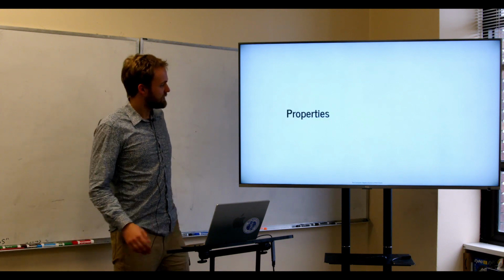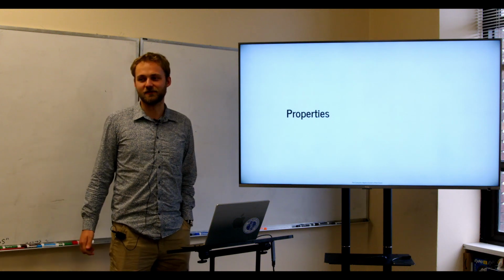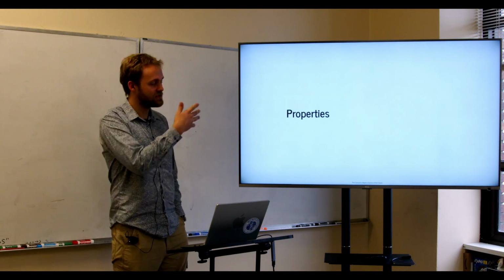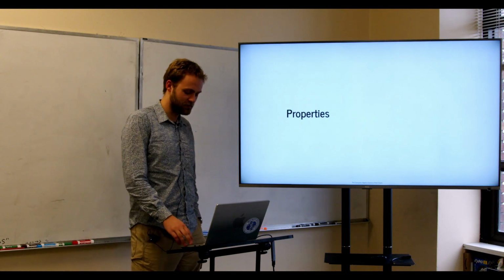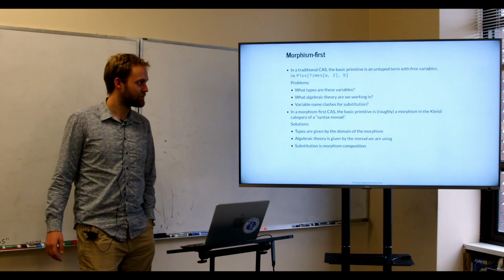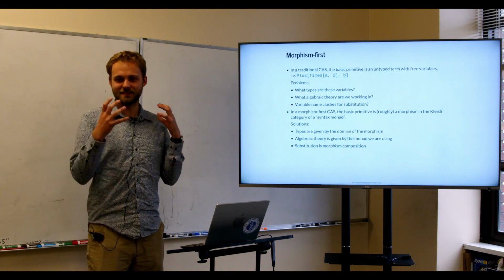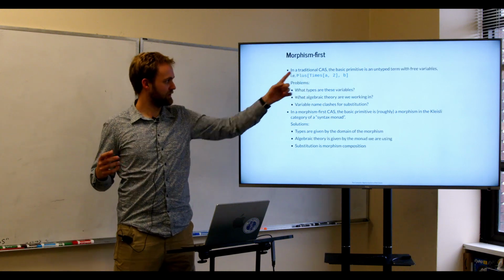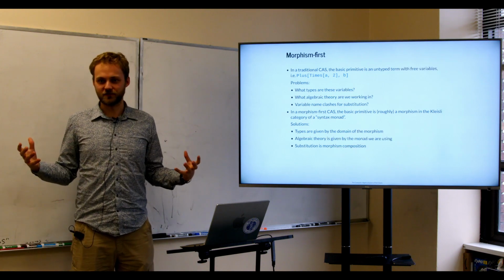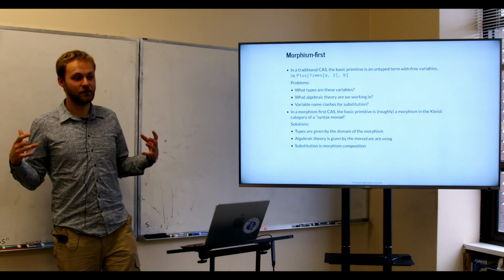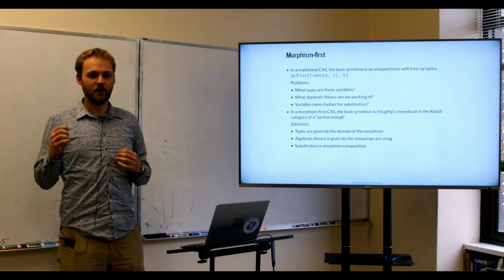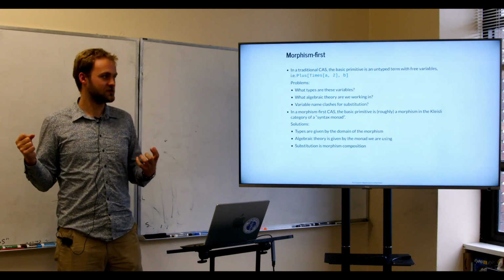So here are some properties that I think the computer algebra system of the future should have. First of all, in a traditional computer algebra system, the basic primitive is like a syntax tree. This is what it would look like in, say, Mathematica, where it's an untyped term with free variables. And this is a very powerful paradigm. Mathematica goes incredibly far with this paradigm of just rewriting these untyped terms.